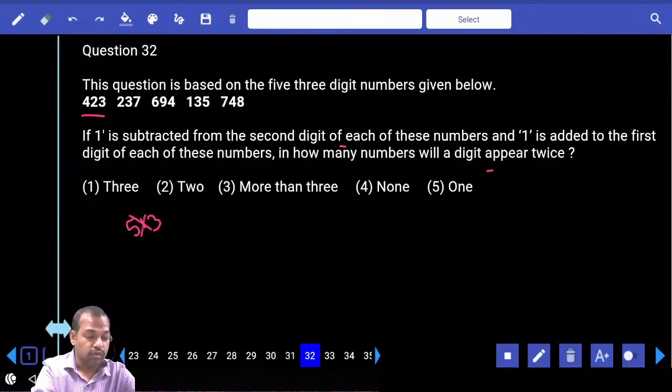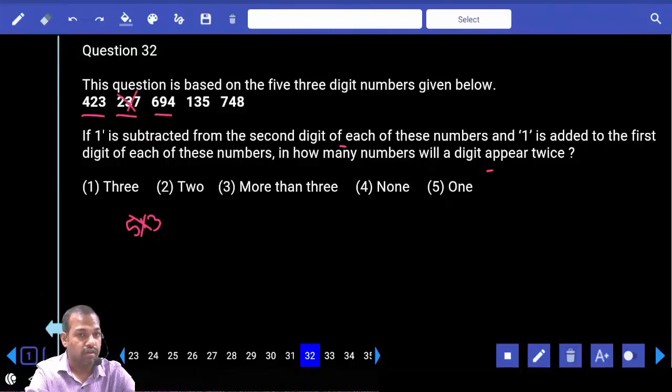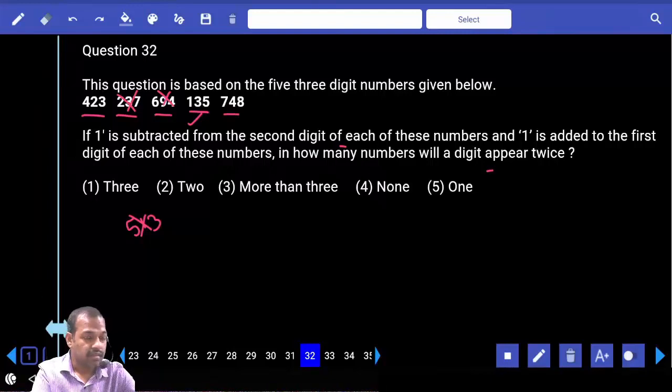No. And 237 will become 327. The digit is repeated or not? No. And 694? 784. Now tell me, the digit is repeated here? No. And 135? 225. It's repeated or not? Yes. And 748 will become 838. Now tell me, the digit is repeated or not? Yes or no?